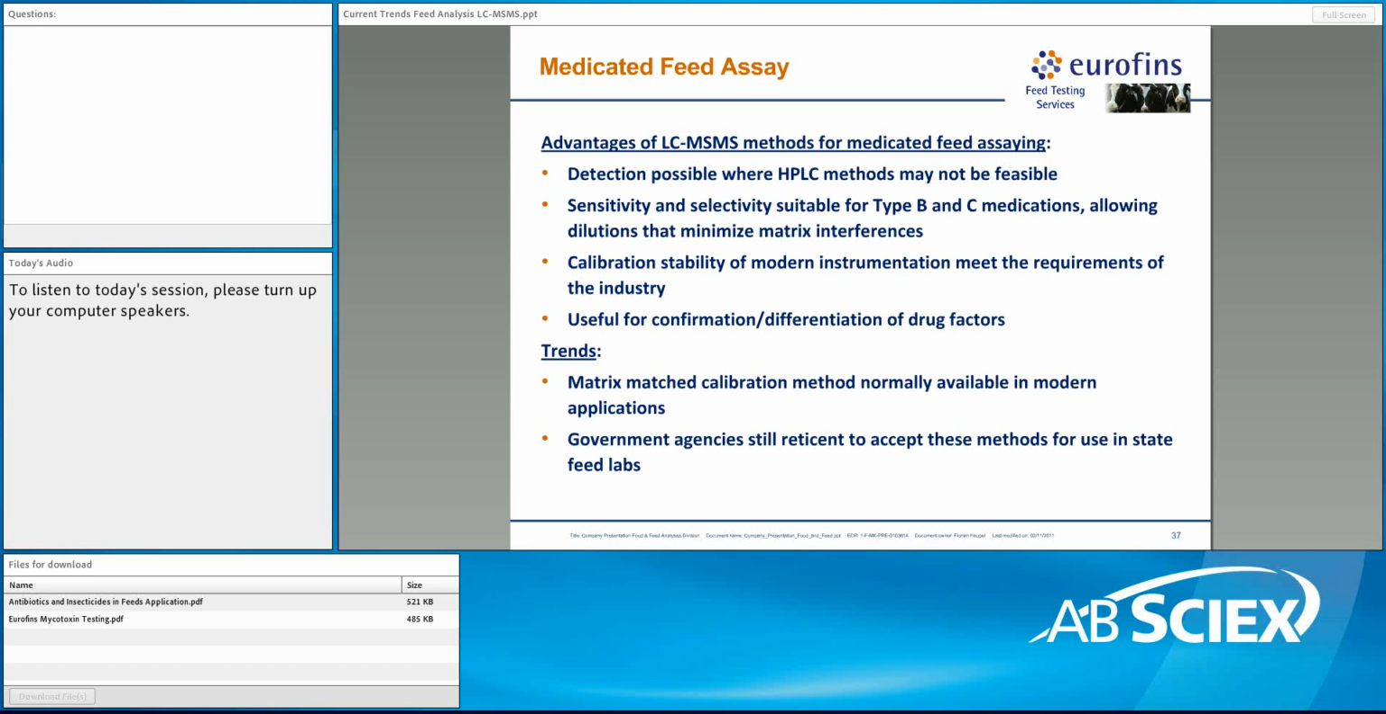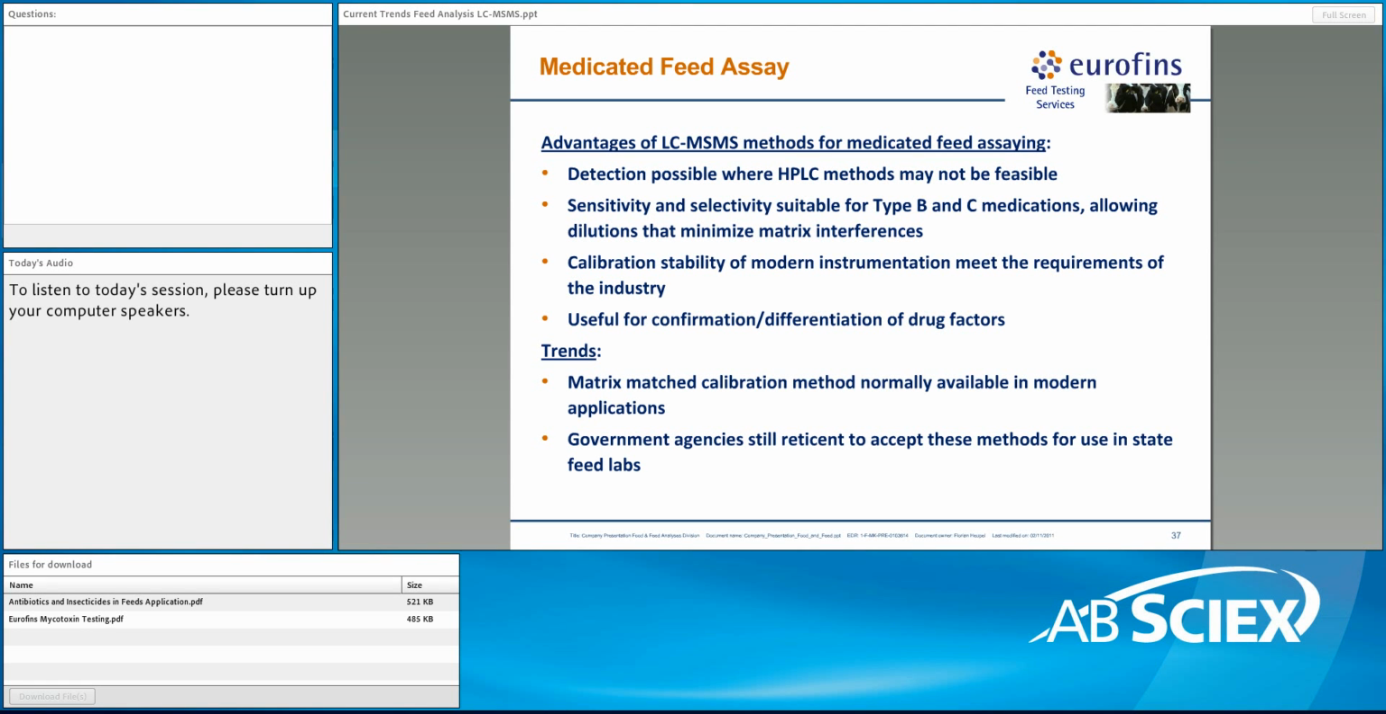Trends that we see for medicated feeds is the use of matrix-matched calibration standards, which are almost essential for modern feed testing, particularly type C medications, and those are the most commonly used in the development of new methods.